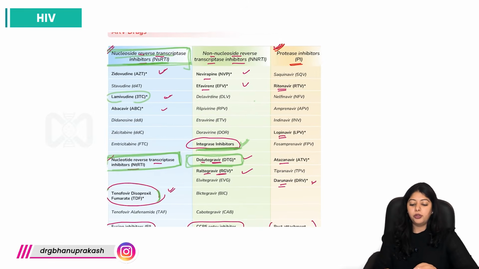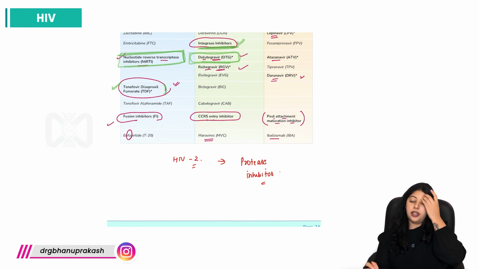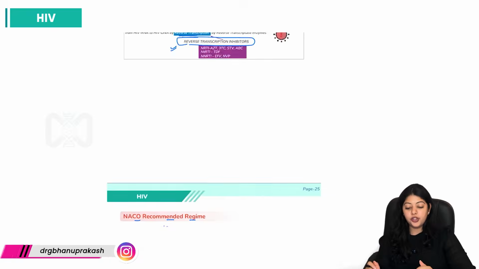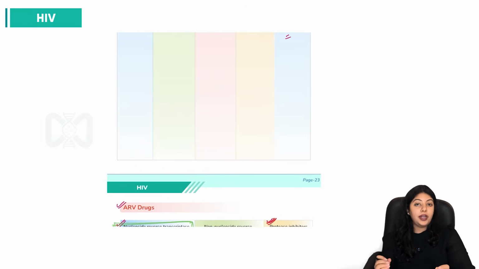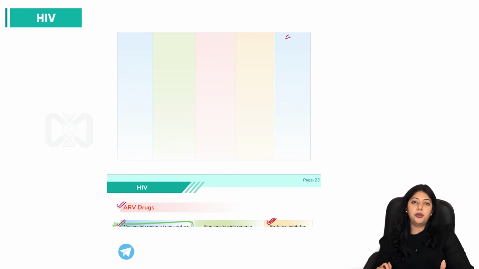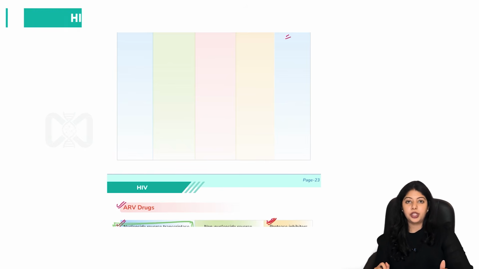So this was about the basics of antiretroviral therapy, all the drug classes, the NACO regime, the important strategies, then lab diagnosis, important tests which are used, then structural genes, all the structural genes which are used for the diagnosis of HIV. So this was about the major sections that I have covered in this particular section.